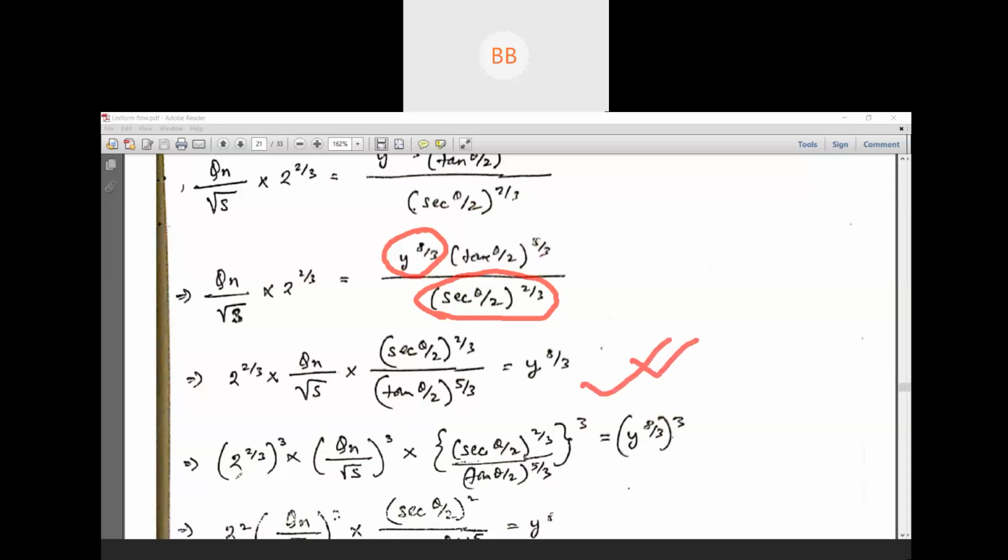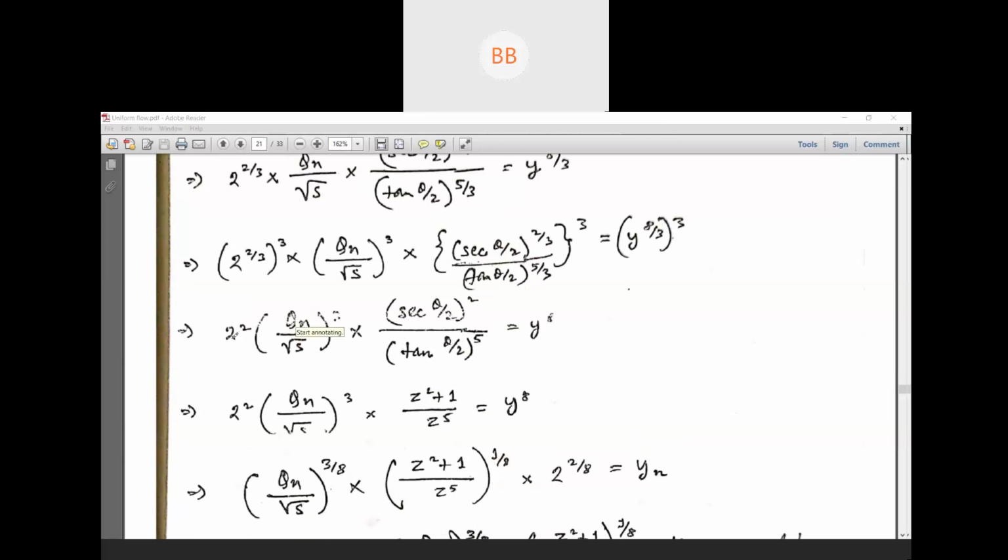Okay. Next we are going to cube both the right hand and left hand side. We are taking the whole cube on both sides. Other terms will remain the same. Then 2 to the power 2 by 3 whole cube we will take. It will give you 2 to the power square.